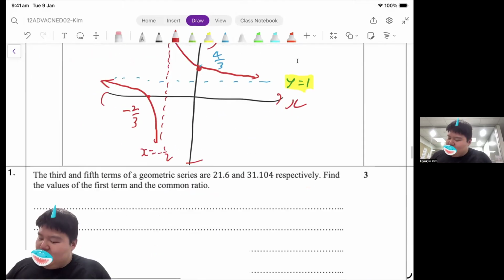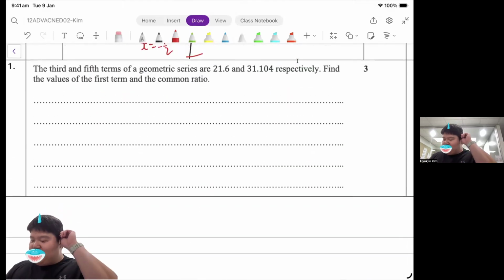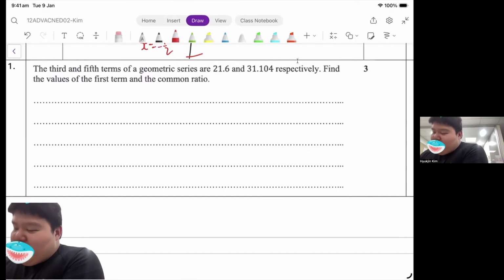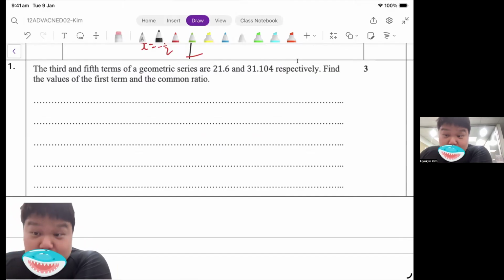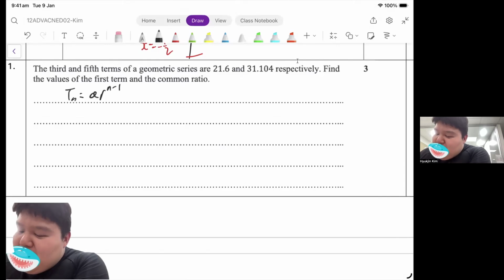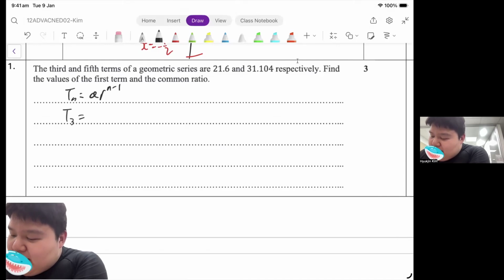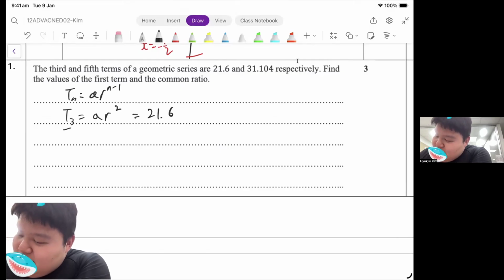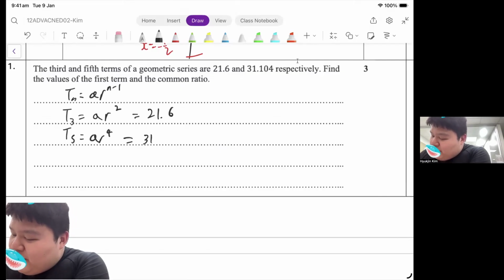Don't worry about it. The third and the fifth term of a geometric series are 21.6 and 31.104, respectively. Okay. So now what I notice is that if I were to be a smart person about it, Tn equals AR to the power of n minus 1. I would start by writing the formula and write down what I know. T3 apparently should be AR to the power of 2, and that is 21.6. T5 equals AR to the power of 4, which equals 31.104.